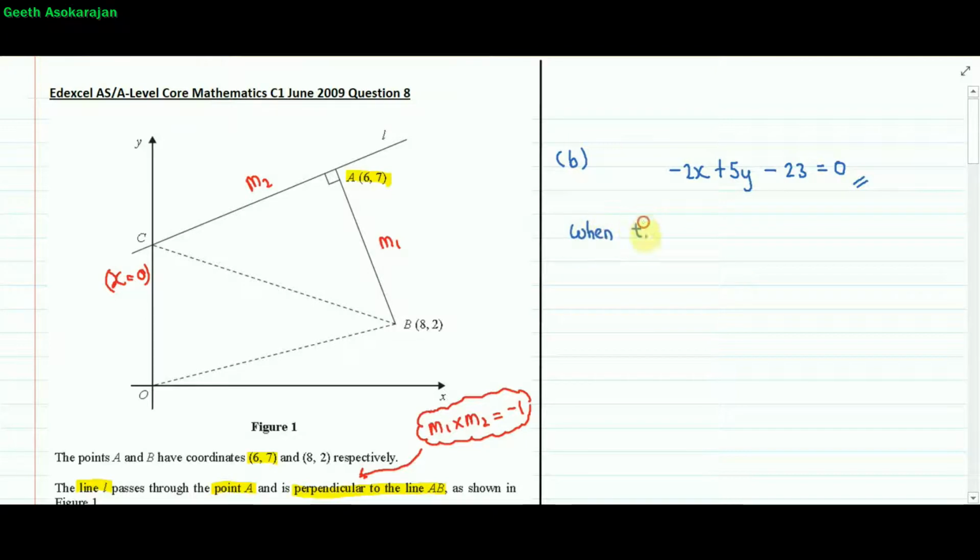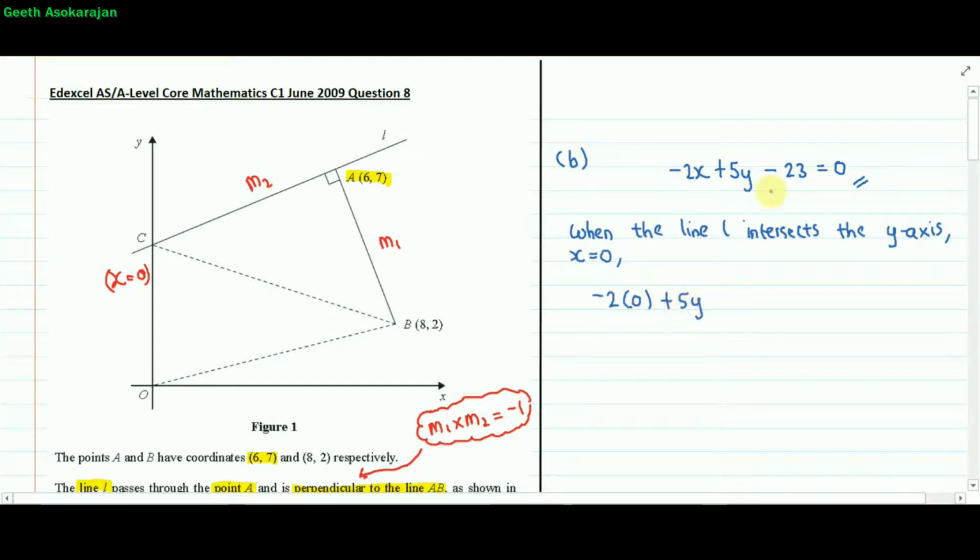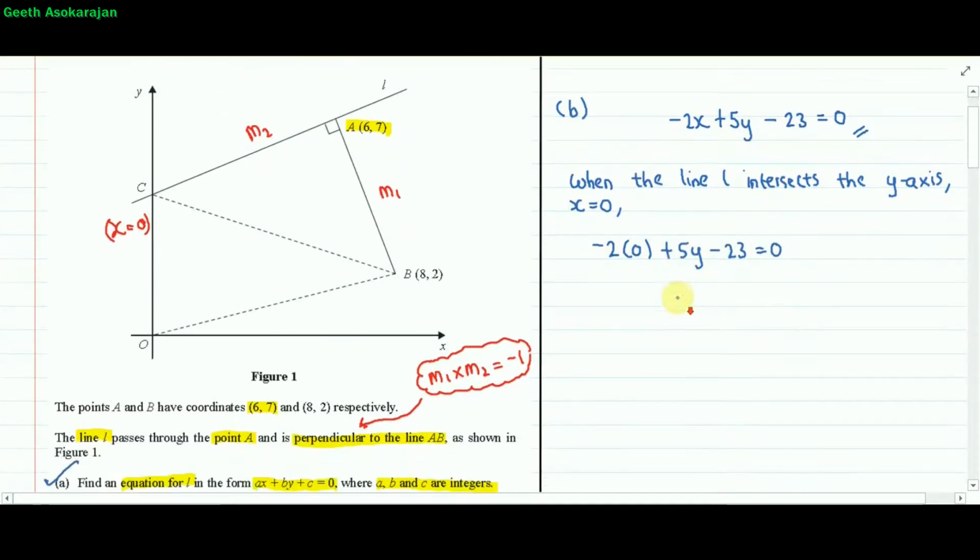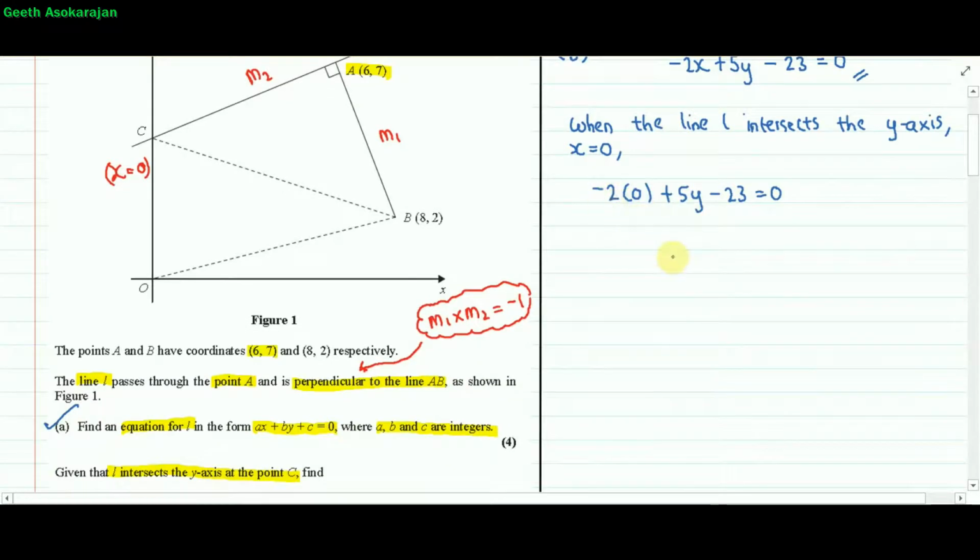When the line L crosses or intersects the y-axis, x is equal to 0. So let's replace x by 0 in this equation for L. We'll have minus 2 times 0, plus 5y, minus 23, and that is equal to 0. Minus 2 times 0 is 0, so 5y minus 23 is equal to 0.